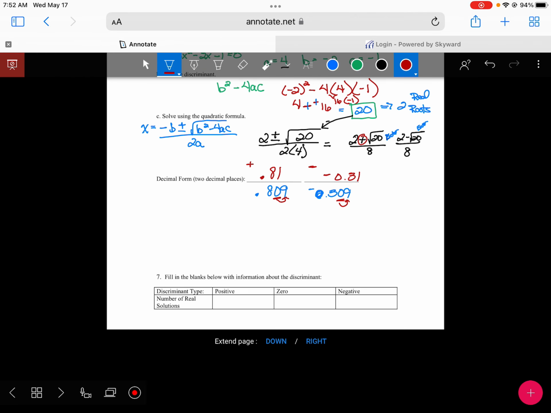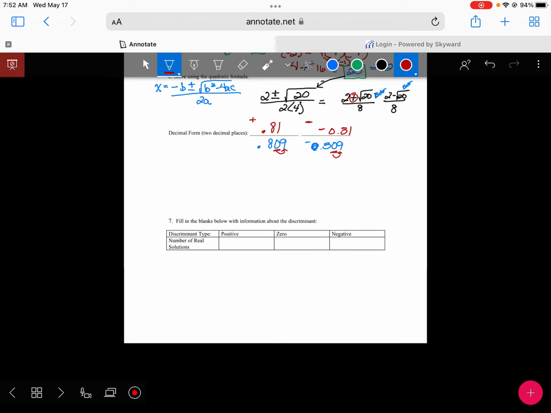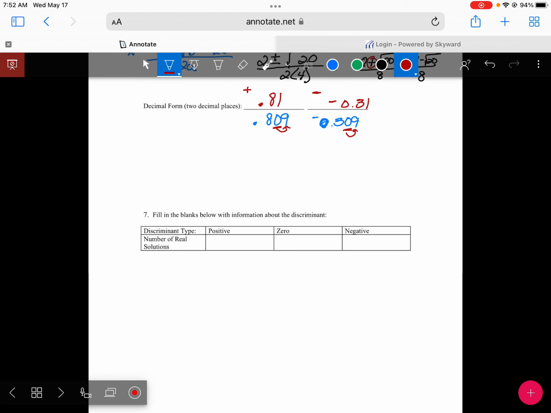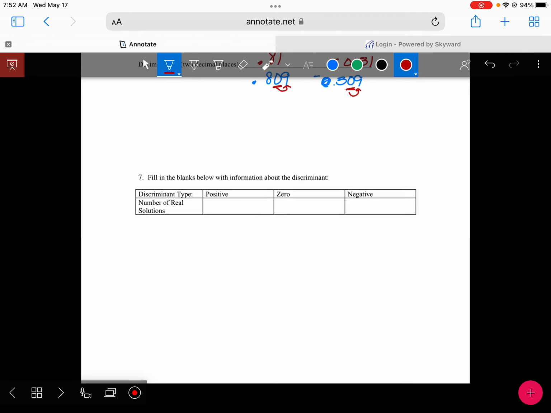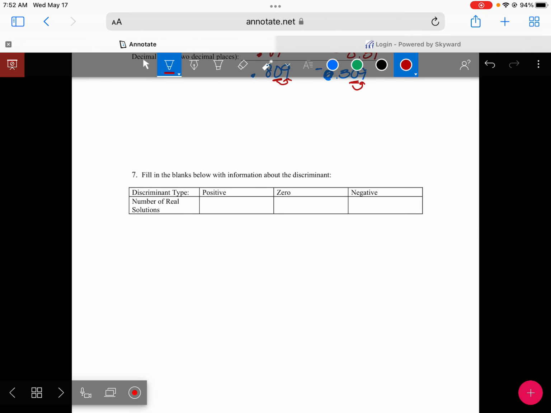All right, let's go to 7. It looks like mine's on 2 pages. Yours is, I think, on the last page. So for number 7, fill in the blanks with information about the discriminant. If my discriminant is a positive number, how many real solutions am I going to have? How many real roots? How many real zeros?